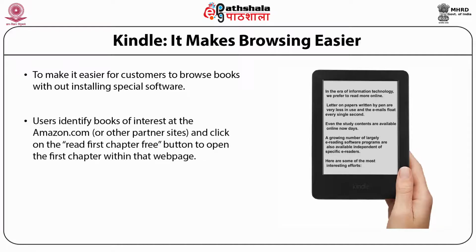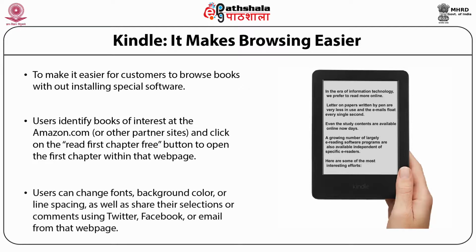Users identify books of interest at Amazon.com and click on the Read First Chapter Free button to open the first chapter within that web page. Users can change fonts, background color, or line spacing, as well as share their selections or comments using Twitter, Facebook, or email from that web page.